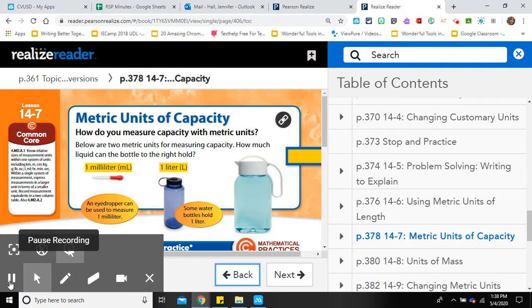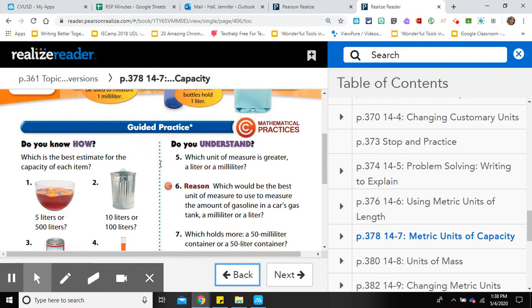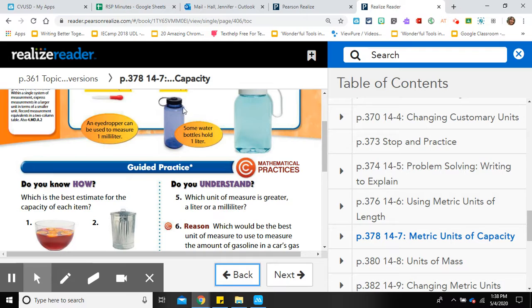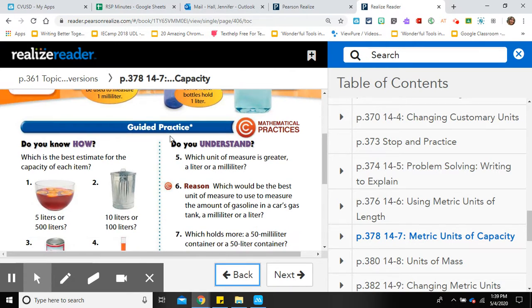Okay. So if we go into our practice, which is the best estimate for the capacity of each item. If we look at this punch bowl, would we say that there's 5 liters in this or 500 liters? If this water bottle is 1 liter, we would definitely not pour 500 bottles of water into this punch bowl, right? It would just be 5 liters.